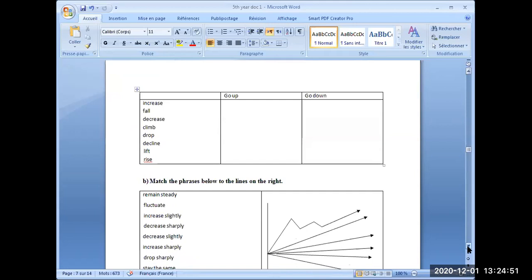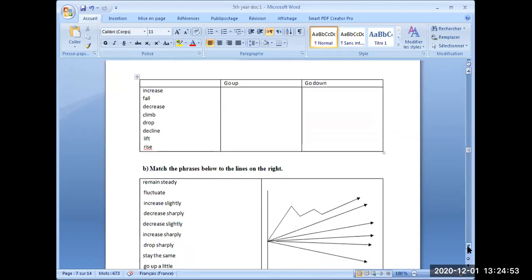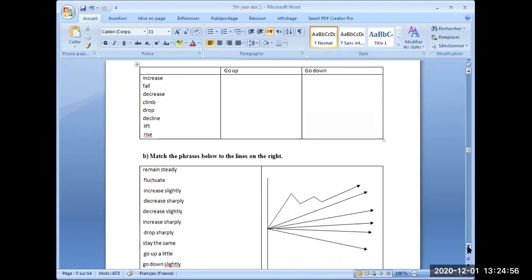Okay. This is a simple exercise. I give you different words expressing to go up, and others are used when we make interpretation of a line or a graph going down. So for go up, you're going to use increase, climb, lift and rise. And to go down is going to be fall, decrease, drop, and decline. Shall I repeat, or it's clear?